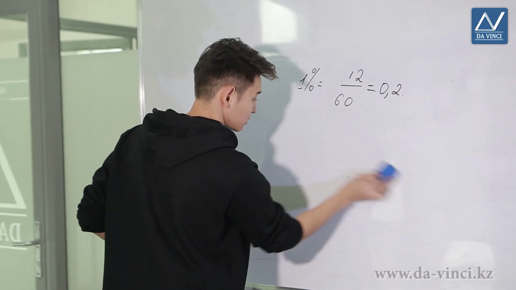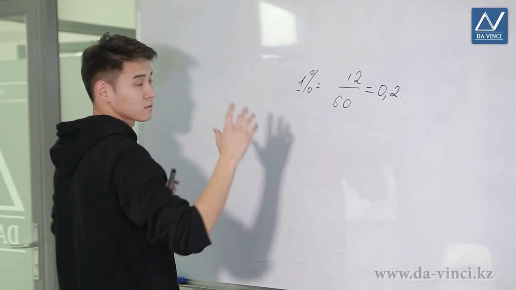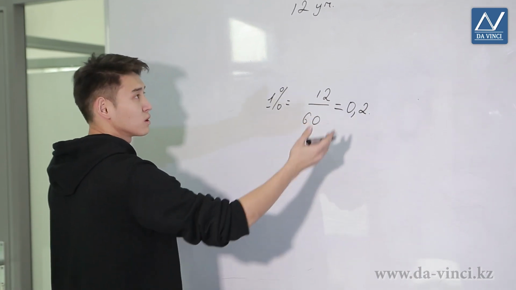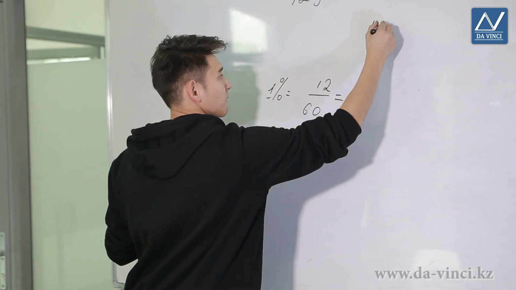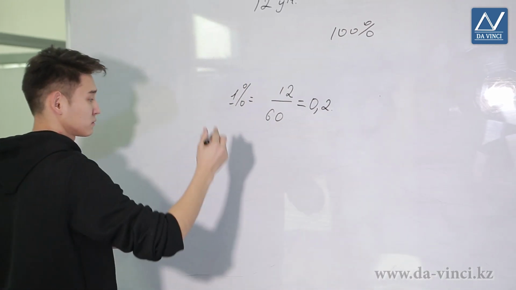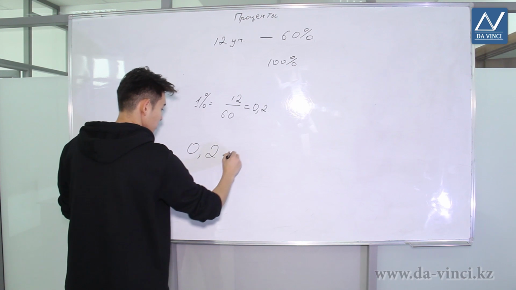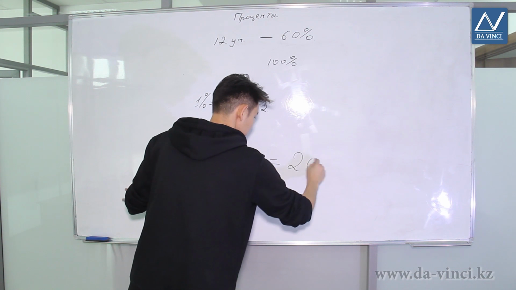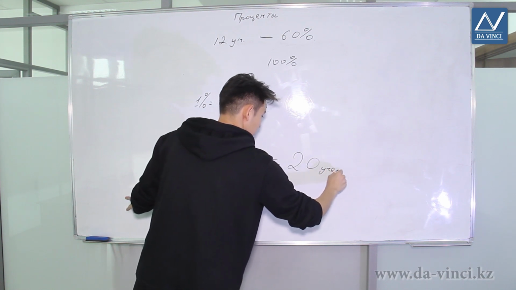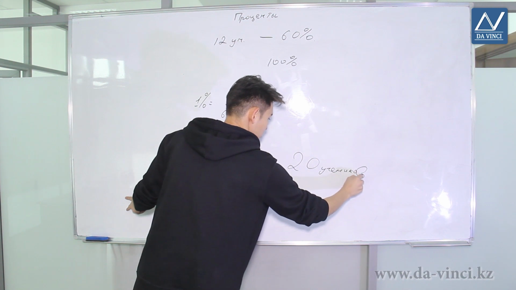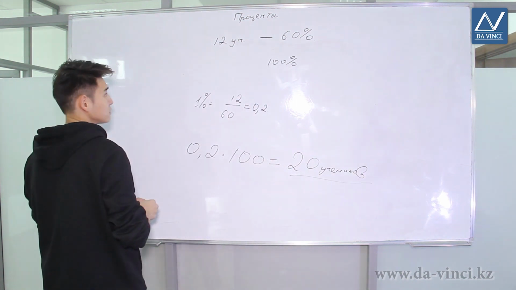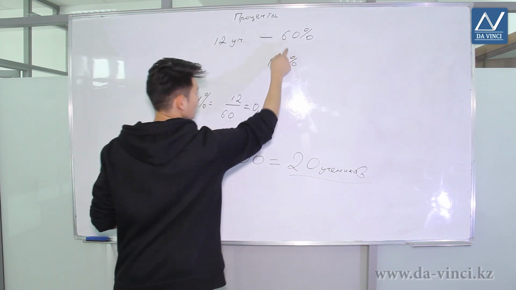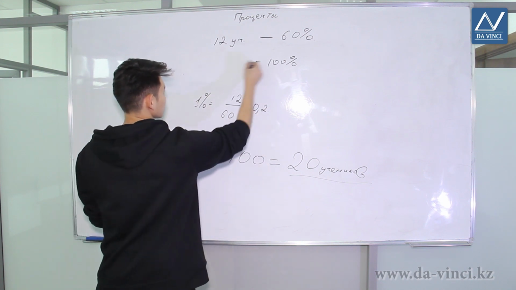Now to find the amount of all students, since 1% is 0.2, we just multiply it by 100, because 100% is equal to the whole value. That is 0.2 multiplied by 100. So 20 students total. We have 20 students. What have we found? If 12 students in this class got A, which is 60%, then in total we have 20 students in this class.